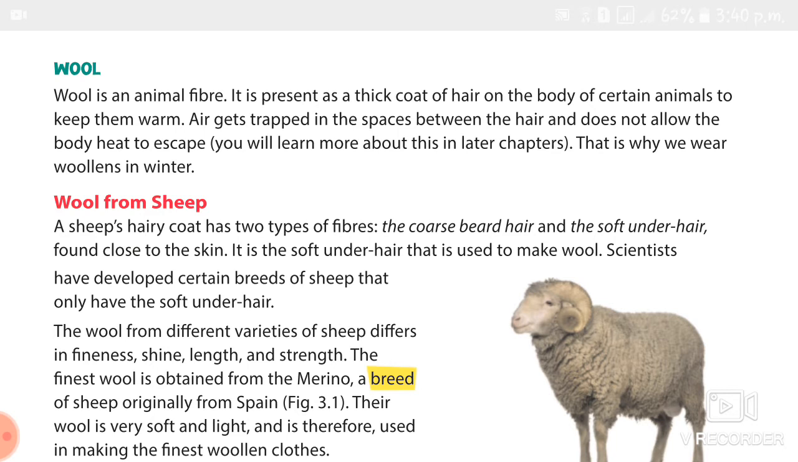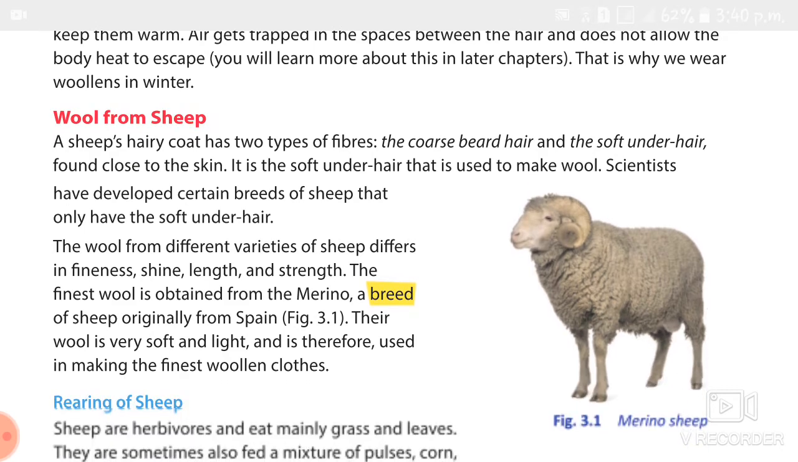The finest wool is obtained from the merino sheep. This is the merino sheep, a breed originally from Spain. The wool prepared from the merino sheep is called merino wool. It is very soft and light, so it is used to make the finest woolen clothes.